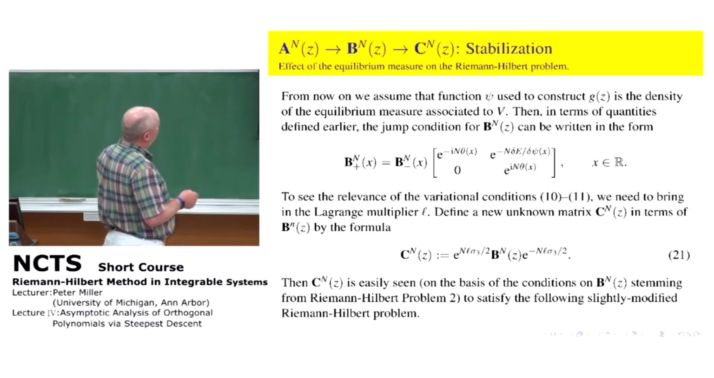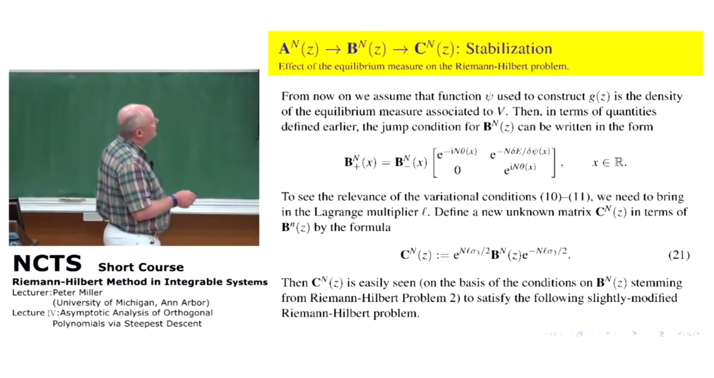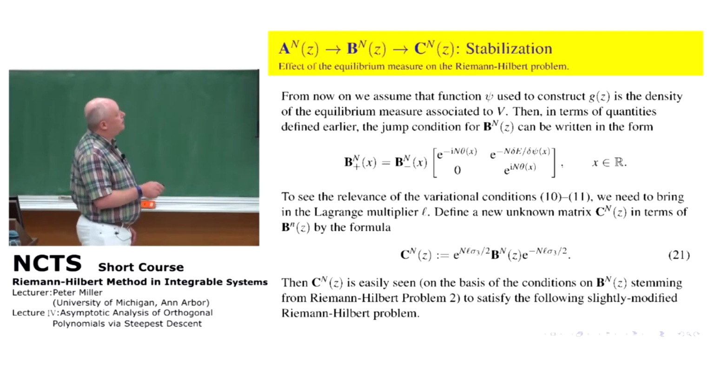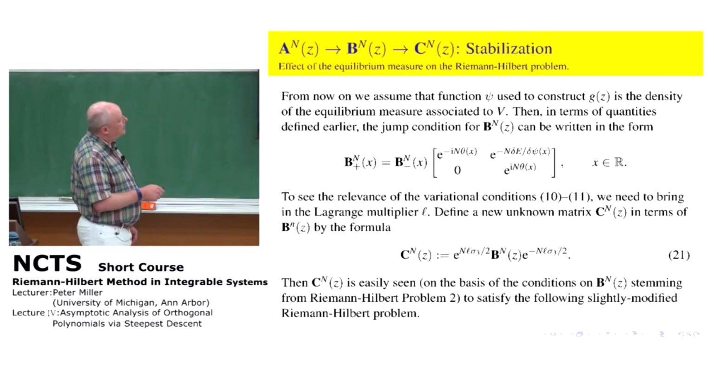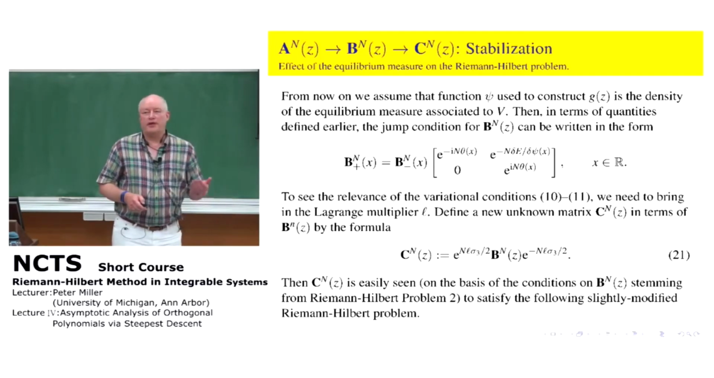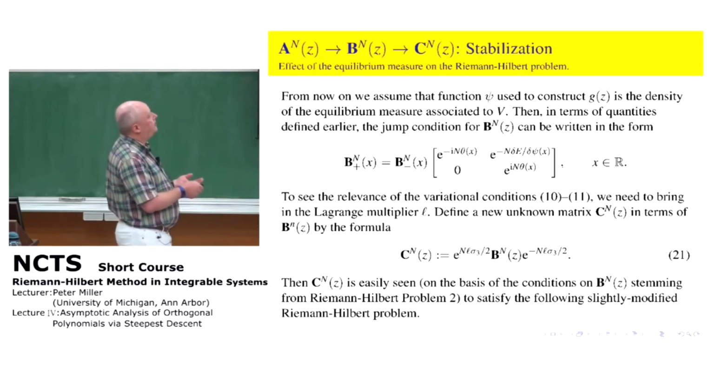At this point onward, we're going to assume that this function psi that we use to construct G is exactly the density of the equilibrium measure associated to V. So then in terms of the quantities that we defined earlier, the jump condition for B can be written in this form. Here we have e to the minus i n theta, the antiderivative of psi, and over here we have the variational derivative dE d psi in the exponent. But that's not actually the quantity that we had any information about in terms of inequalities. What we had information about was dE d psi minus the Lagrange multiplier L. That's the thing whose sign we know.